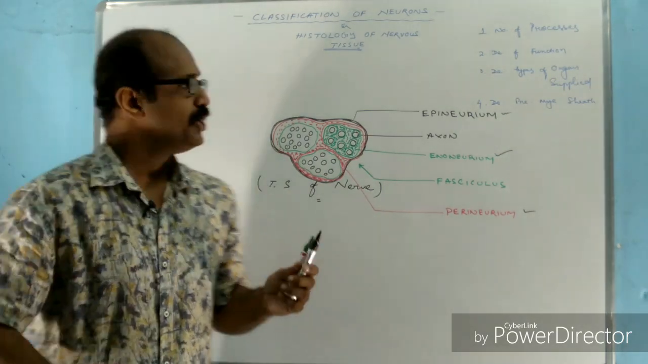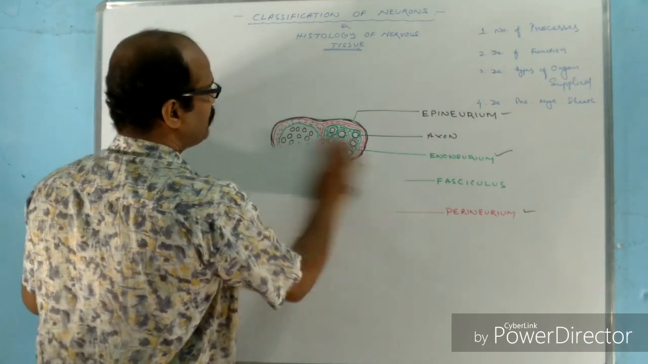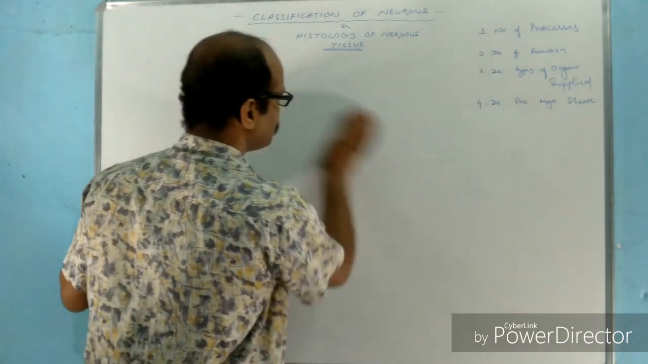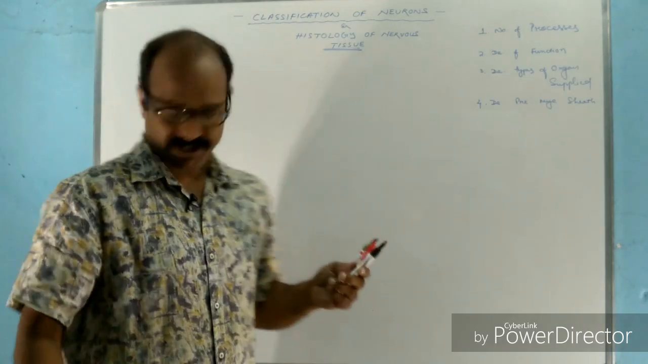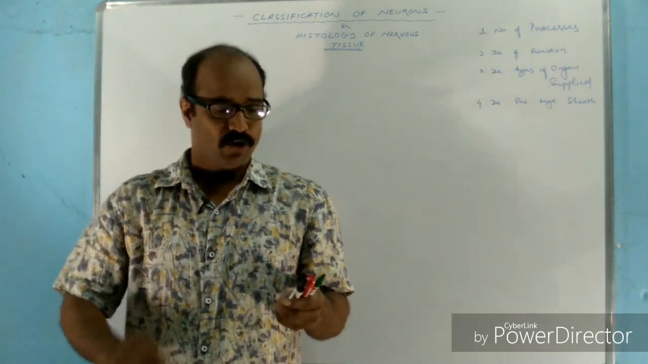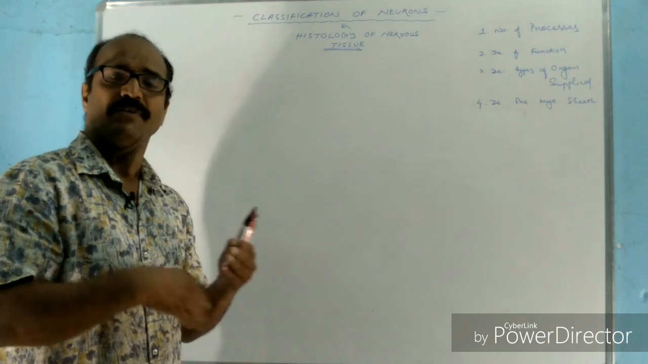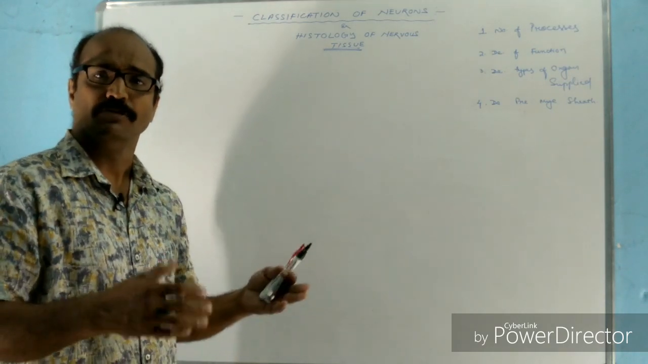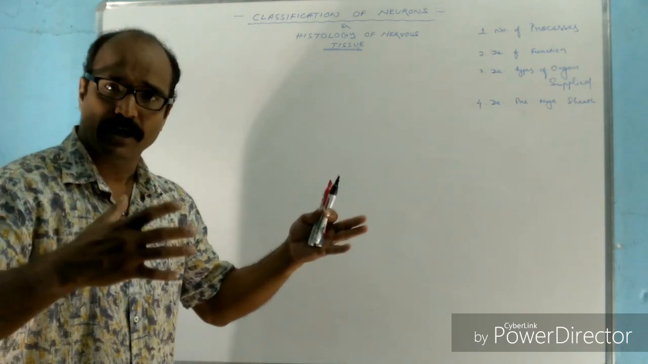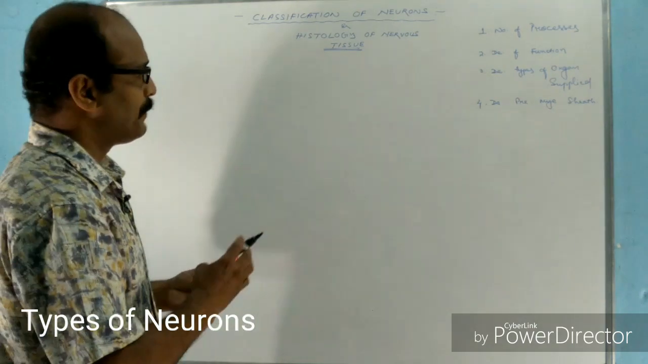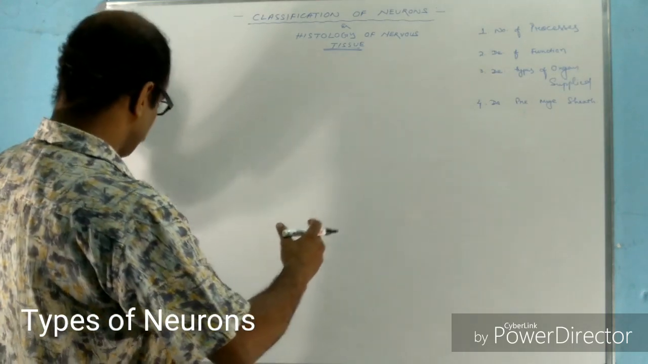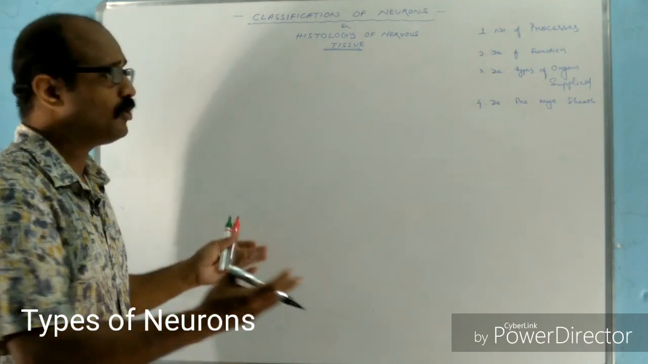Now come to the neurons, or the classification of neurons. So many neurons are present, and neurons are classified on the basis of their functions, on the basis of their number of processes, on the basis of their location, that is, where they are supplied, and on the basis of whether the myelin sheath is present or not.